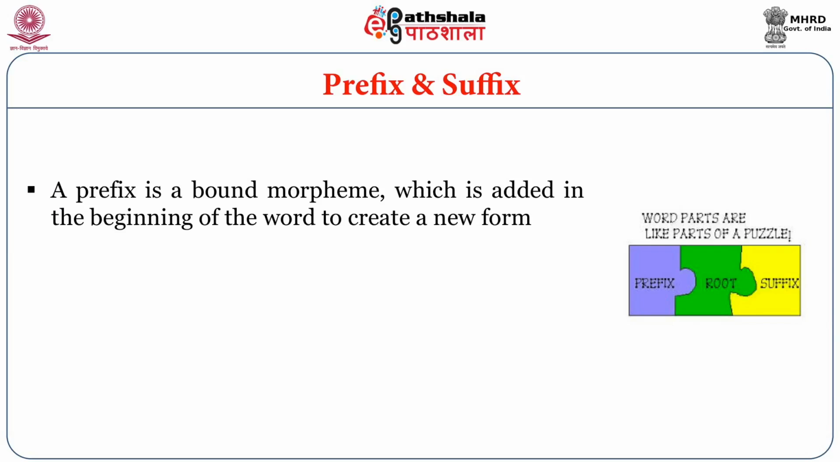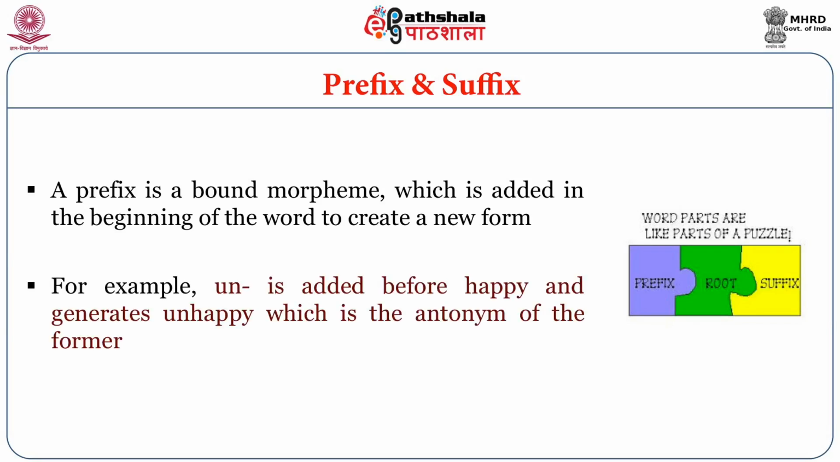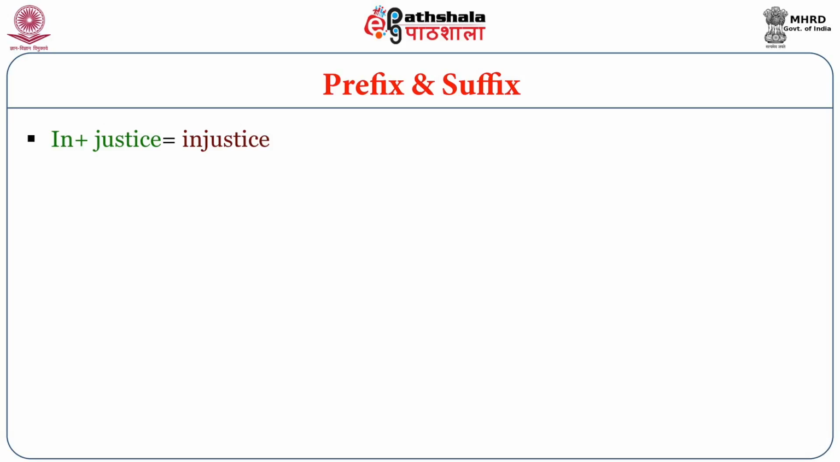Now we were talking about prefixes and suffixes, how prefixes and suffixes are important. Their study is important for morphology. A prefix is a bound morpheme which is added in the beginning of the word to create a new word, a new form. For example, un is added before happy and generates another word, unhappy, which is altogether different in meaning from the word happy, rather you can say it is the antonym of the word happy. In the same way, some more instances: if I put in before justice, justice becomes injustice.